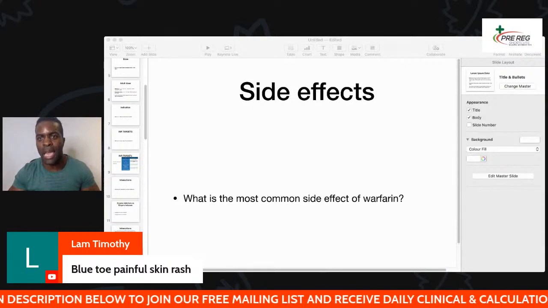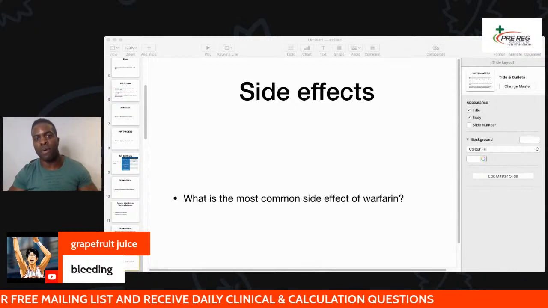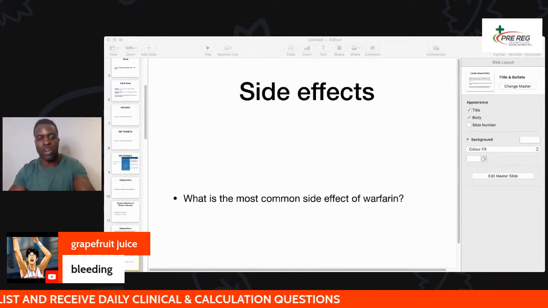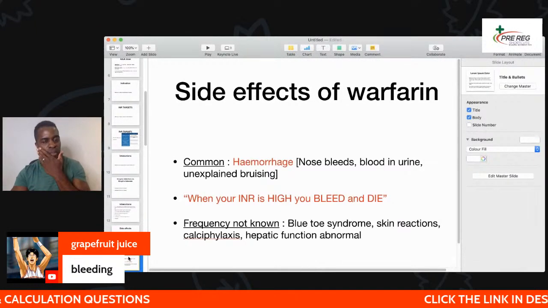Hemorrhage is what I wanted to see. Hemorrhage, right? Because that's the advice we give many patients. So bleeding is probably the most common side effect, and that's why we do a lot with your INR. Great stuff. All correct, people. So hemorrhage is the most common one.